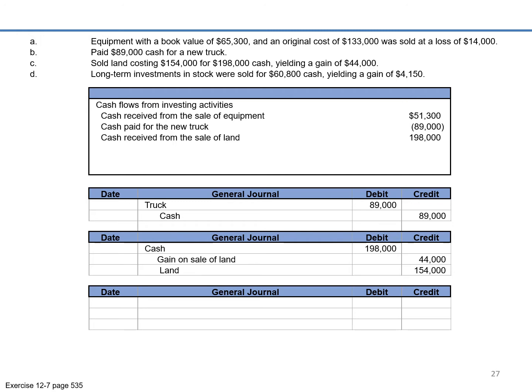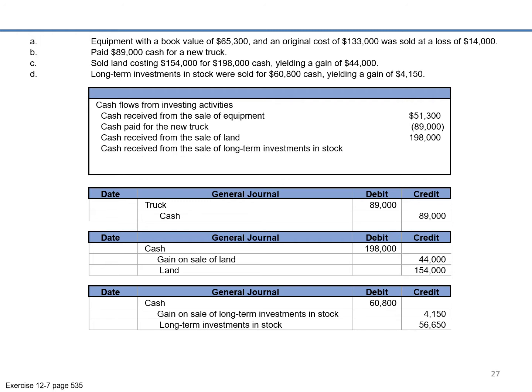So our journal entry would have been cash, $60,800 debit. They told us that, right? We know we have a gain of $4,150, so we'll credit that. And our net to make our debits equal our credits would be long-term investments in stock that we're reducing off of our balance sheet of $56,650. Well, what piece of that's cash? The 68, right? Or 60,800. So we have cash received from sale on long-term investments of $68,000.